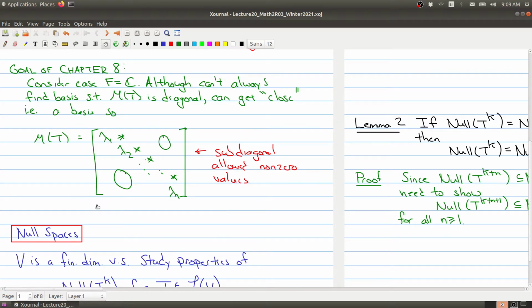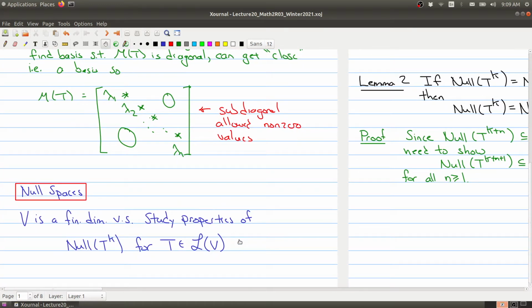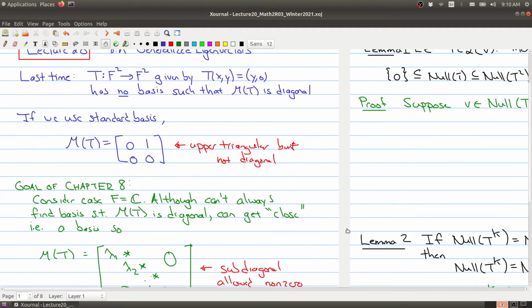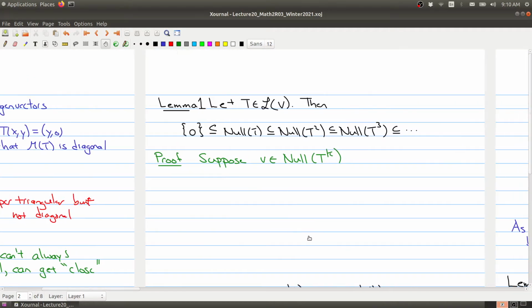Let me introduce some of the things that we're going to study today that we'll use as tools going forward. Assume V is any finite dimensional vector space. In the first part of today's lecture, we're going to study the properties of the null space of T to the k, where T is any linear operator. T to the k means that you're applying the operator k times, one after each other. We're going to prove a bunch of lemmas about this operator.